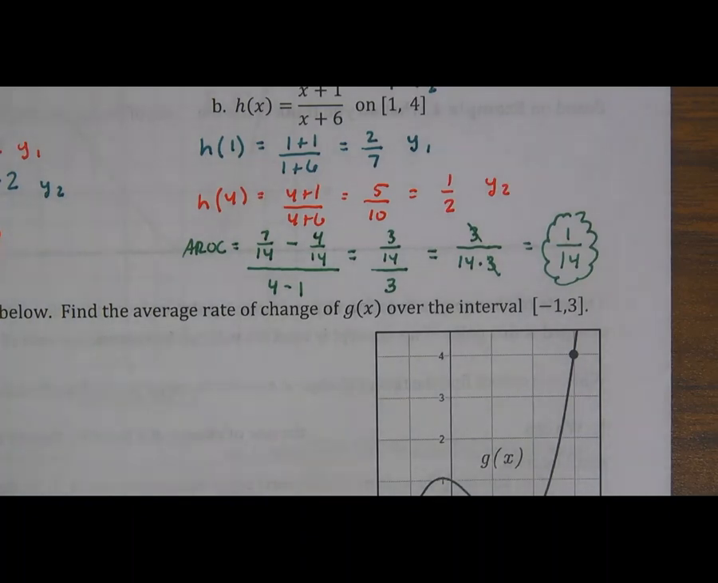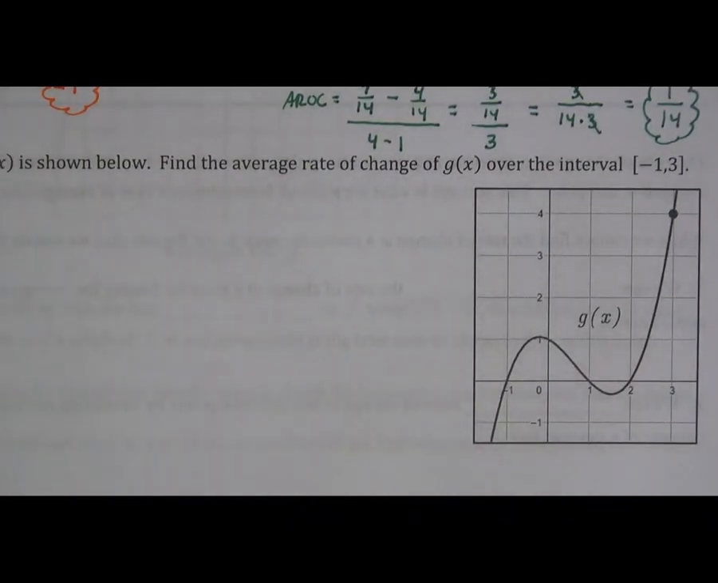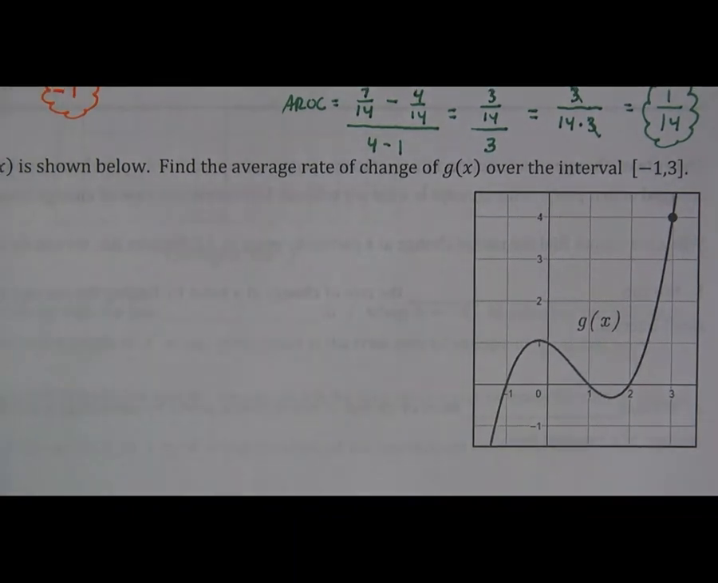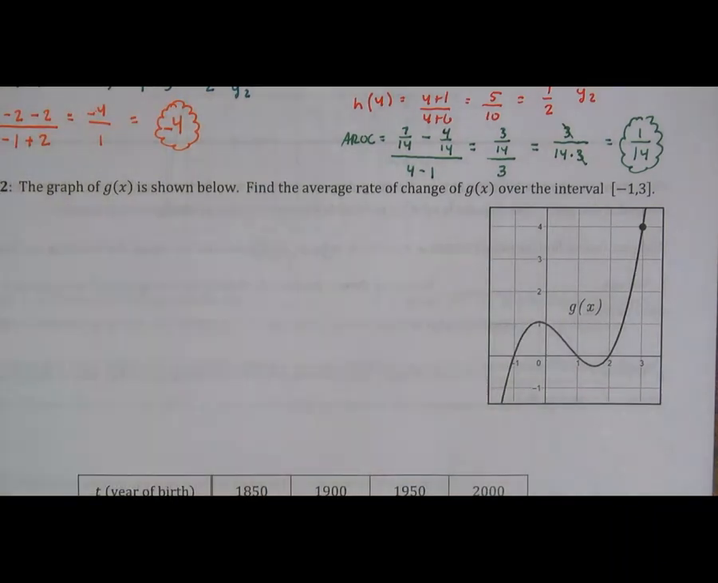Now you're about to see how it can be a lot easier. There's not going to be a whole lot of work to do on example 2. Here's a picture of a function, and it says, the graph of g of x is shown below. Let me zoom out so you can see it all there. Find the average rate of change of g of x over the interval -1 to 3.